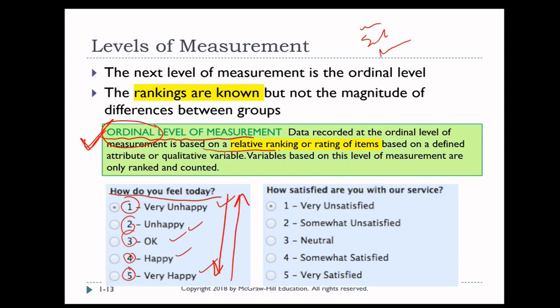Here is a relative ranking or rating item based on a defined attribute. How satisfied are you with our services? Very unsatisfied, somewhat unsatisfied, neutral, somewhat satisfied, very satisfied. All this we call ordinal. This is an ordinal variable.